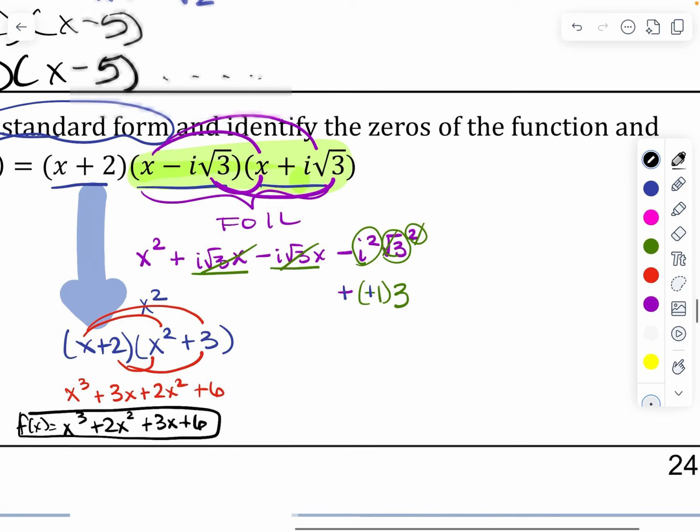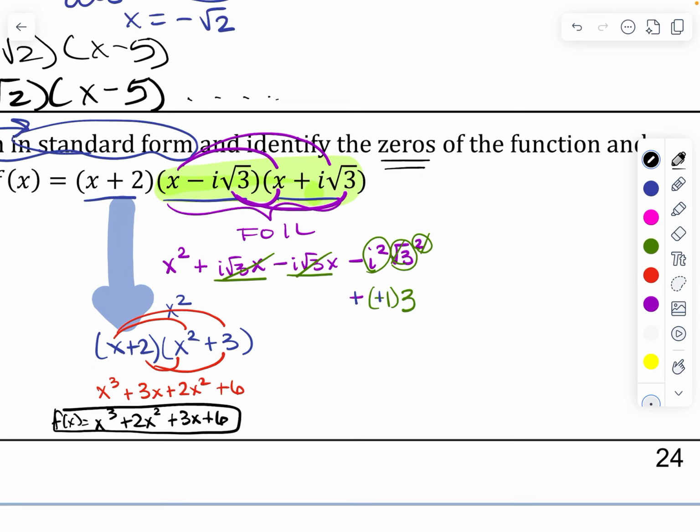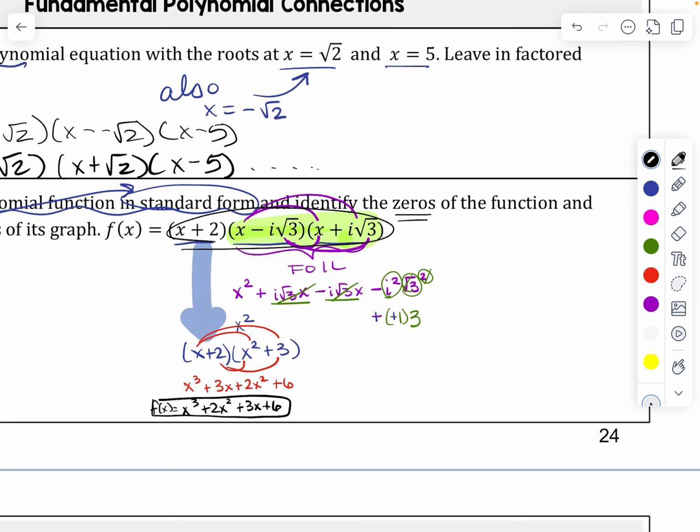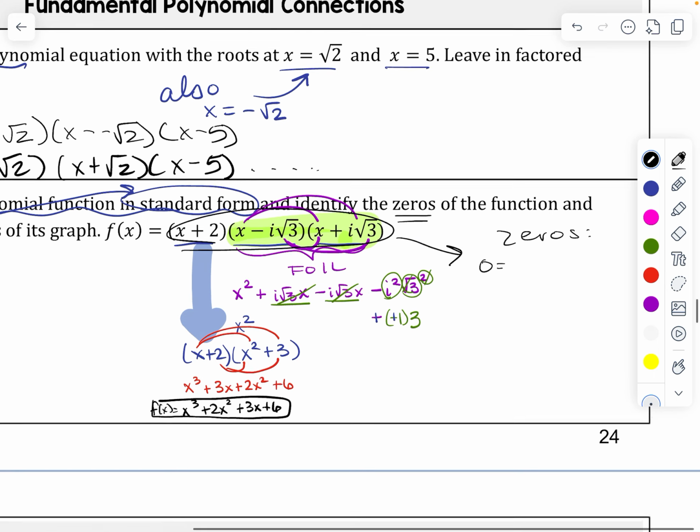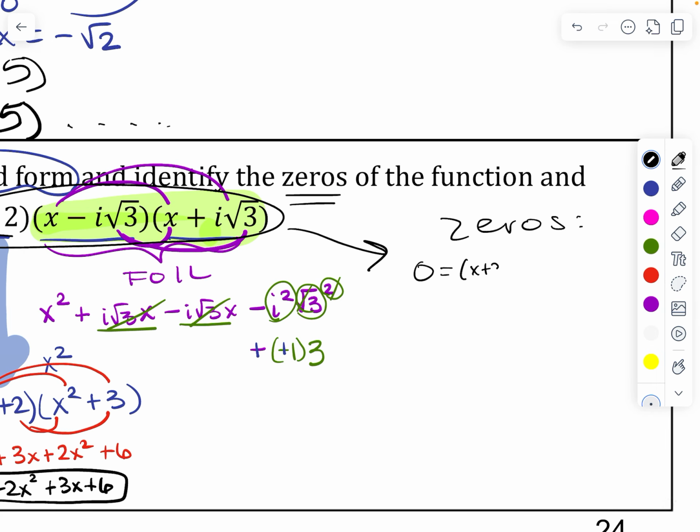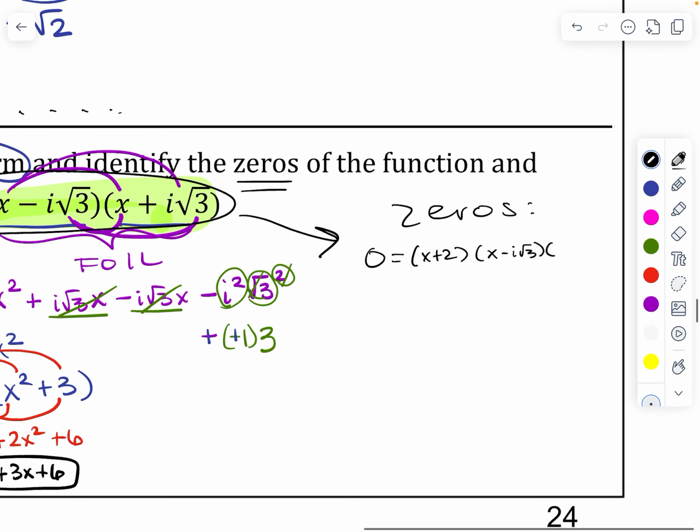And then when it says to also find the zeros, the way that we're going to do that is we're going to take those factors that we had here and set them equal to 0. So we know x plus 2 times x minus i root 3 times x plus i root 3 all equal to 0. Therefore, I can set each of these equal to 0. So we get x equals negative 2, x equals positive i root 3, and x equals negative i root 3.